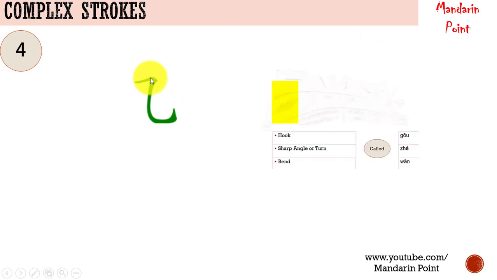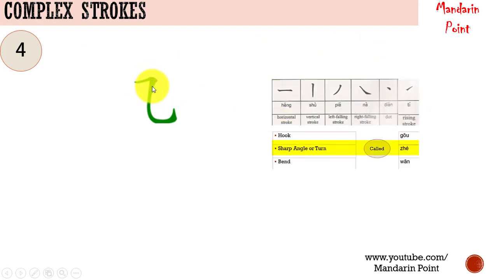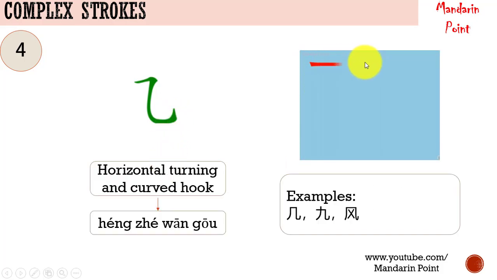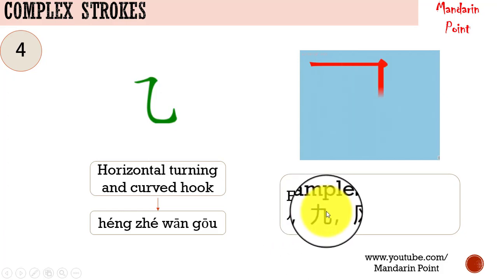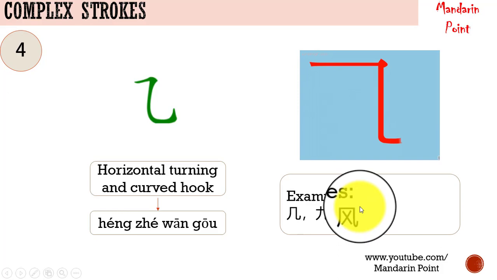It is a horizontal stroke. It is sharp turn. So it is hang zhi. This one has a hook at the end. So it is guo. But this is a bend. It is a bend. And what we call this bend? Wan. So it is hang zhi wan guo.